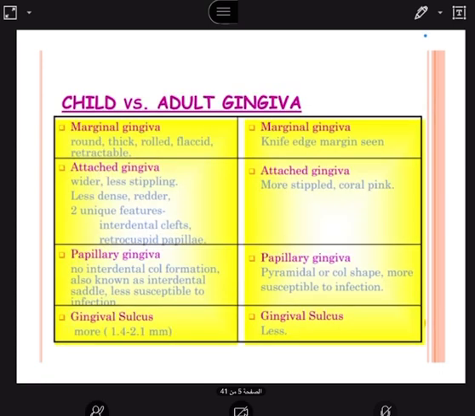children's gingiva. Okay, now coming to papillary gingiva or interdental gingiva, no interdental col formation is seen. So it is also known as the interdental saddle. I already told you what a saddle is, and as a result, it is less susceptible to infection. Whereas in adults, you will have a pyramidal or col shape, which is more susceptible to infection.